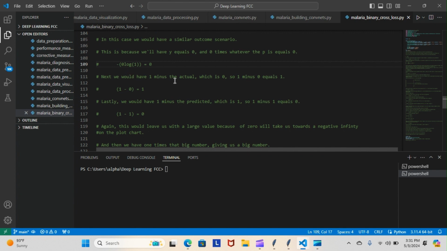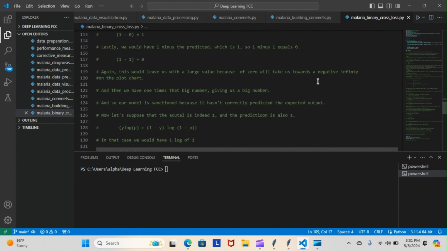Next, we will have 1 minus the actual, which is 0. So 1 minus 0 equals 1. So this was originally 1 minus y equals 1, and as we know that y is 0, so we have 1 minus 0 equals 1. Lastly, we will have 1 minus predicted, which is 1. So 1 minus 1 equals 0. You remember this was the predicted, so we have 1 minus the predicted, or 1 minus 1 equals 0.